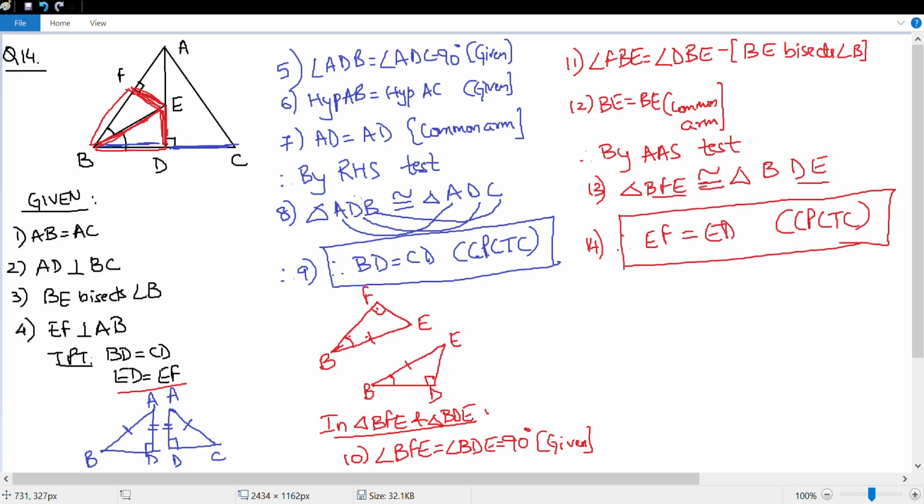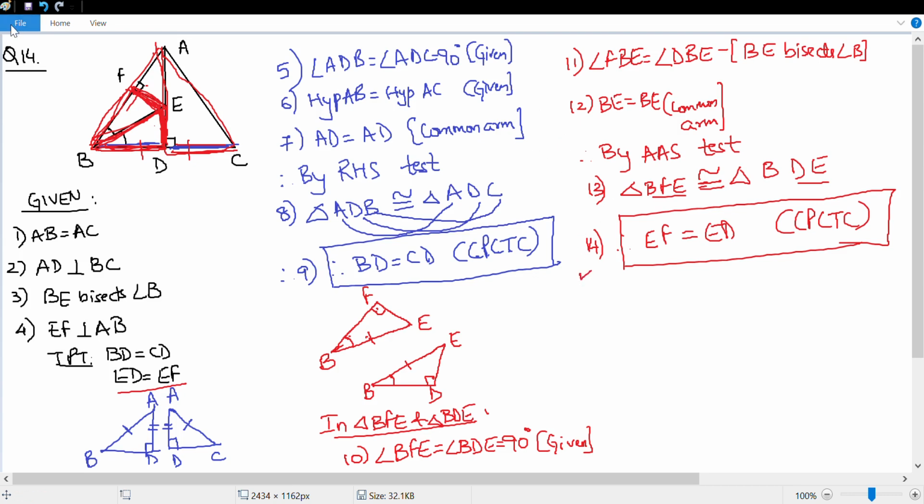Let's go back and revise the way we did this question. First, we realized which triangles BD and CD are a part of. They are part of these two big triangles, so I tried to prove them congruent. I was able to, and that's why I could prove by CPCTC that BD and CD are equal. Next, I had to figure out which two triangles ED and EF are a part of. I tried to prove them congruent, I was able to, and that's how we moved on.